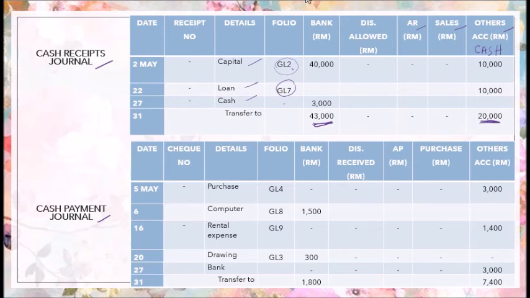Sama juga untuk cash payment journal. Semua transaction ni, kita akan buka di under folio dia ada GL4, GL8, GL9 dengan GL3. Mana yang sedia ada, kita terus masuk dalam tu. Mana yang tak ada, kena buka baru. So, untuk end of the month, kita akan transfer tu untuk bank akan jadi 1,800. And untuk other account, which is also in this case cash, akan transfer 700 ke 7,400. Faham?